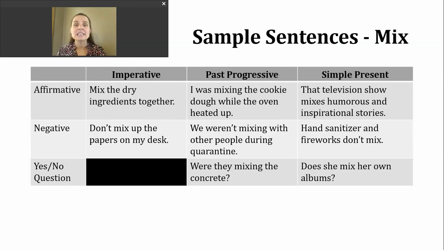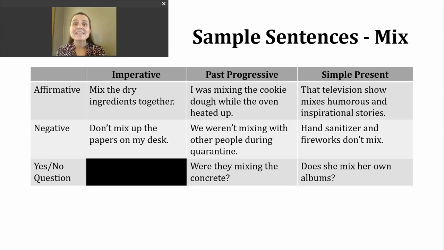Today, we're going to continue practicing using the verb mix, and we'll practice making imperatives or commands. We'll look at the past progressive, and then we'll do some sentences in the simple present. You might remember imperatives are commands, and they're unique because in these sentences there's no stated subject. The subject is implied, and the subject is always you, and that can be singular or plural.